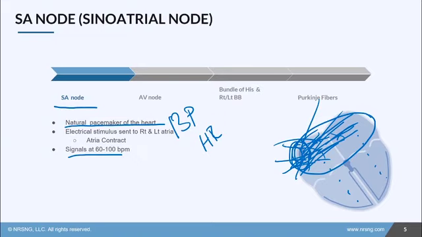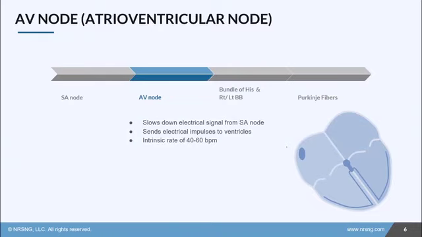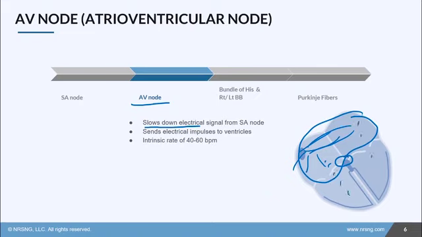So after the electrical impulse travels down the SA node, it goes to the AV node. The first thing the AV node does is it slows down the electrical impulse from the SA node. So our AV node is right here. After the SA node fires, the AV node slows it down just enough to make sure that the atria has finished contracting, because it wants to make sure that all the blood has gone into the ventricles. So once the atria finishes contracting, the AV node then sends the electrical impulse further down.